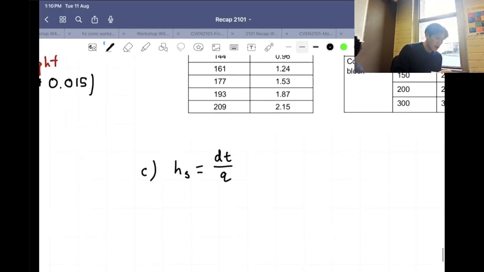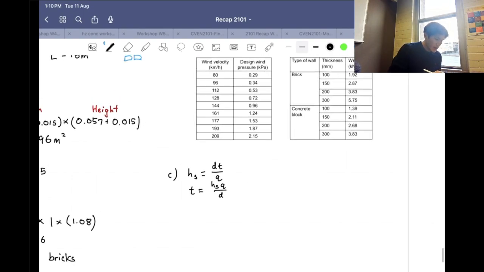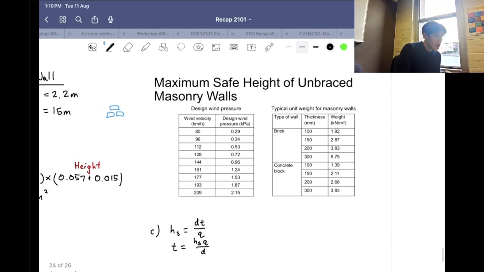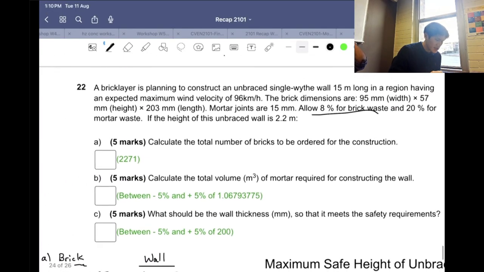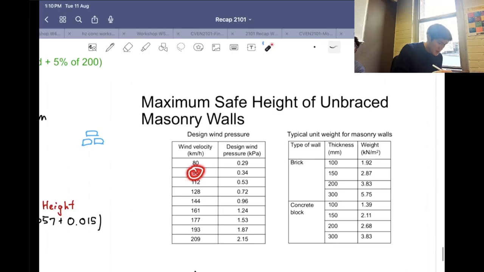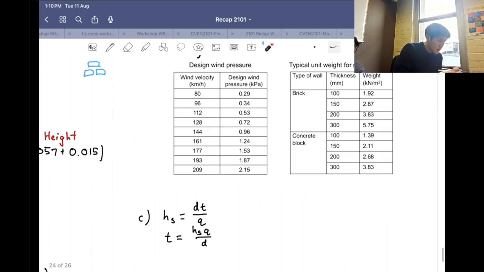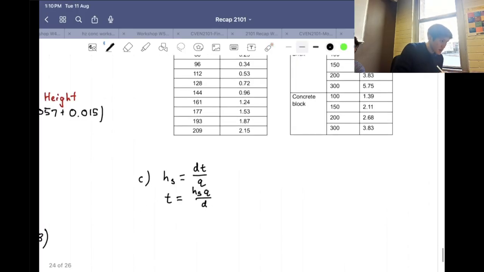So to find the thickness, you just rearrange it to get T as HQ over D. And then they tell you in the question that the wind pressure is 96 kilometers per hour. So you just look at the table here, 96, and then the design pressure would be 0.34. So we write that down. So Q is equal to 0.34.